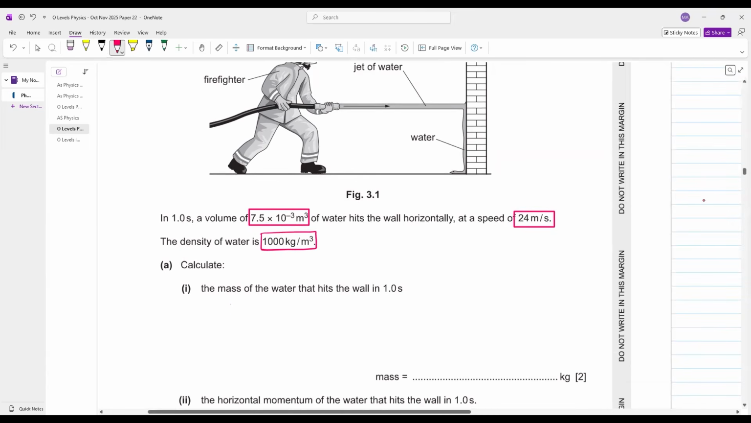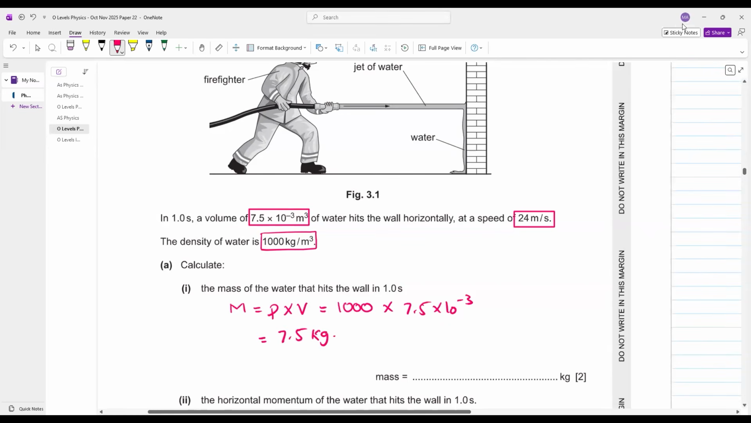अच्छा जी, mass निकालनी है. mass का formula क्या होता है बेटा? Mass is equals to density into volume. Density क्या है? 1000. Volume क्या है? 7.5 × 10^-3. Mass क्या आ जाएगा बेटा? What will your mass come out to be? 7.5 kg. Simple as that.